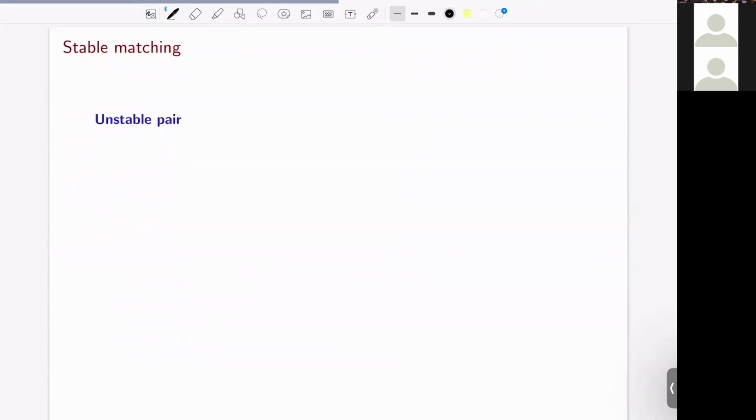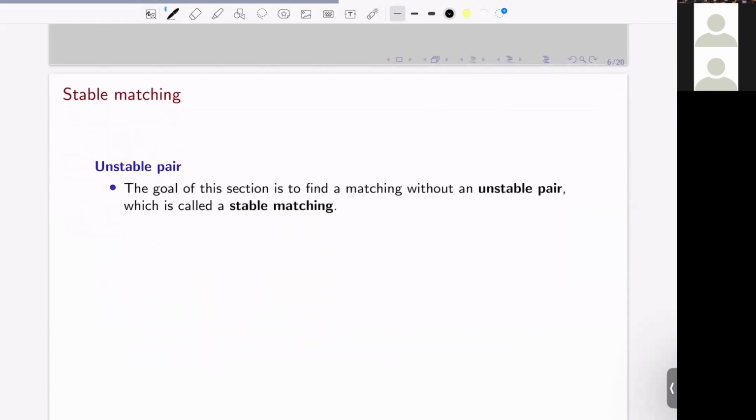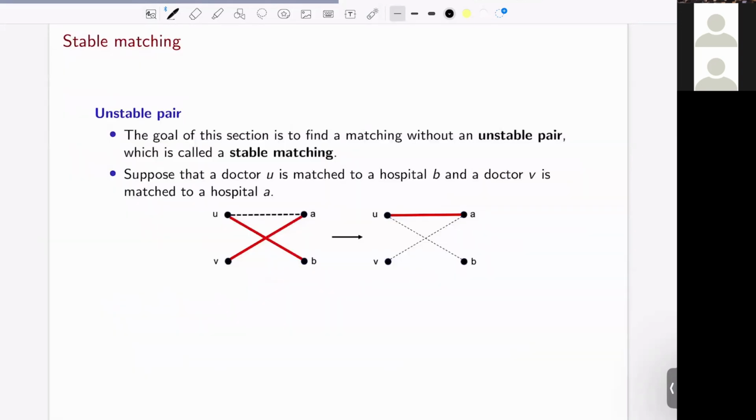To formalize what I mean by that, we need to define this notion of unstable pairs. Before I define it, the goal is to find a stable matching, and a stable matching is a matching that doesn't contain an unstable pair. So let's say there are two doctors U and V and two hospitals A and B. We say that the pair of Dr. U and A is unstable if we have the following situation.